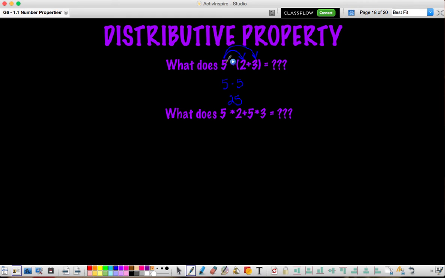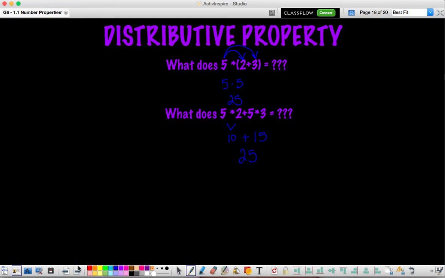Because I'm multiplying 5 by this quantity. If I take 5 times 2, I get 10, plus 5 times 3, which is 15. Add them together and you get 25. The distributive property allows us, if you're taking a number and multiplying it by a quantity, to distribute that number and make the problem easier to do.